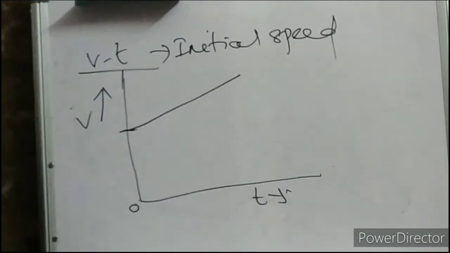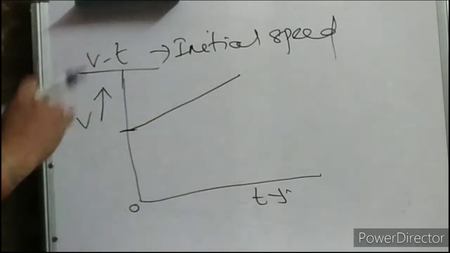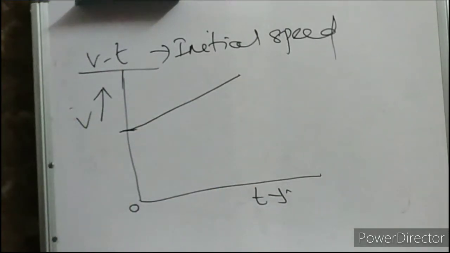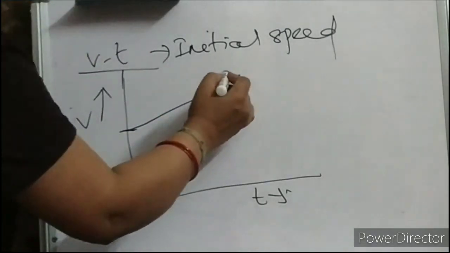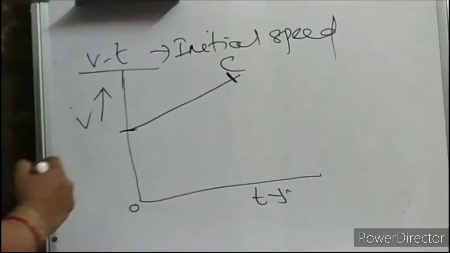Okay, so this is your graph. Now, how to calculate the distance? Tell me, how to calculate the distance covered by your object in a given amount of time? Then what you will do? Nothing. Suppose I want to find out over here, point C suppose.